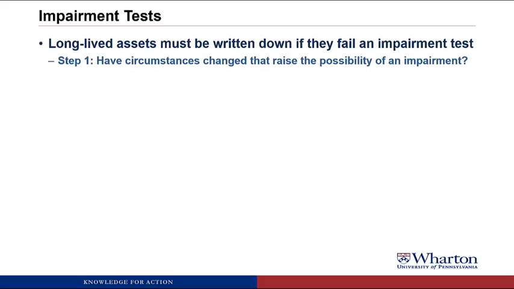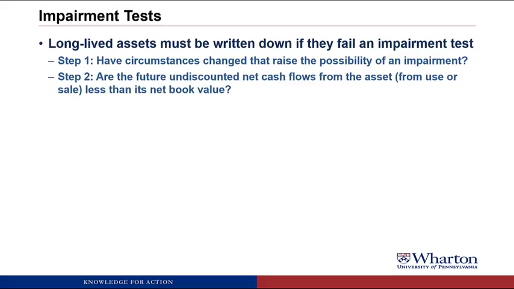So is the company performing poorly, or is the piece of equipment performing poorly, which would make us think we may have a drop in its value. If yes, then we move to step 2. Are the future undiscounted net cash flows from the asset, either from continuing to use it or from selling it, less than its net book value?